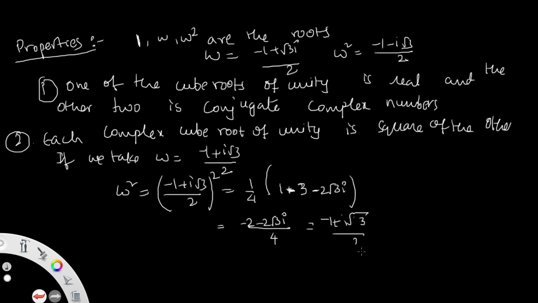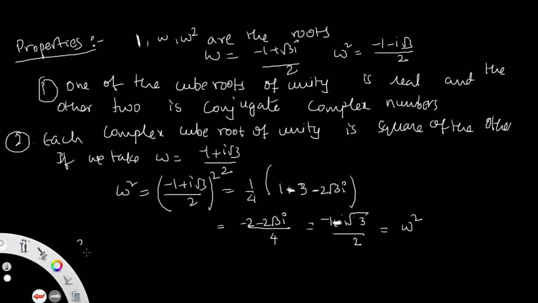by 2. 2 as common, then you get minus 1 minus I root 3. So minus 1 minus I root 3 means nothing but the total value becomes omega square. From first we have taken as omega, then lastly we got omega square. Therefore, each complex cube root of unity is the square of the other root. So omega square, simplifying, we get omega. That's why we are saying each complex cube root of unity is the square of the other number.